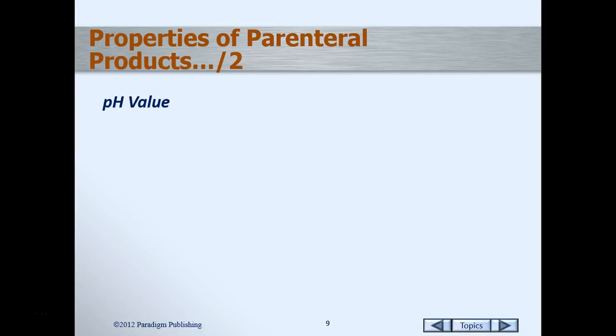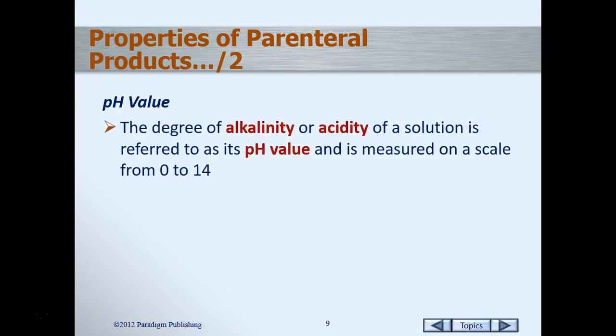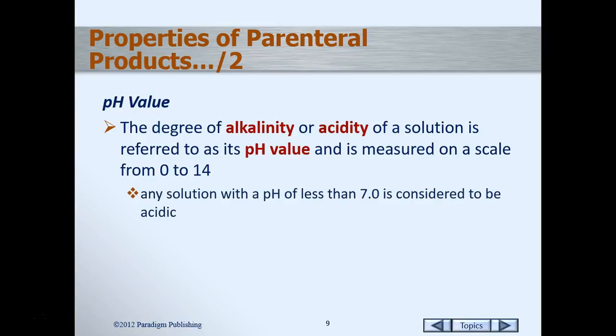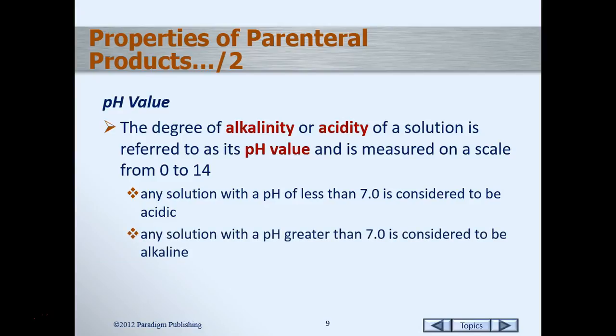So for the pH value, as we know, the blood is slightly alkaline with a pH of approximately 7.4. The degree of alkalinity or acidity of a solution is referred to as its pH value, and it's measured on a 0 to 14 scale. Any solution with a pH of less than 7 is considered to be acidic, where any solution with a pH greater than 7 is considered to be alkaline. If it has a pH of 7, it's considered to be neutral.